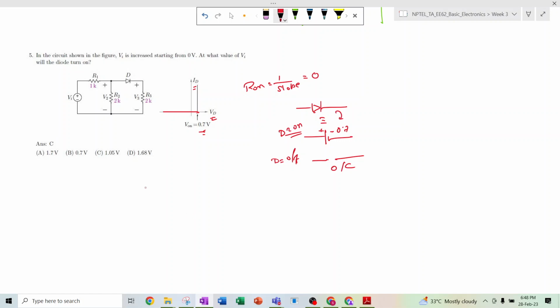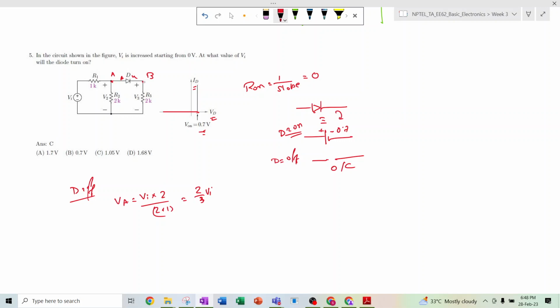So consider the diode is off, so D equal to off. Then what is the voltage across this node? This is Va, this is Vb, this is the anode, this is the cathode, right? So Va is nothing but Vi. Apply the voltage divider rule. So Vi divided by 2 plus 2 plus 1, which is 2 by 3 Vi. This is the Va, right? And this is the Vb.